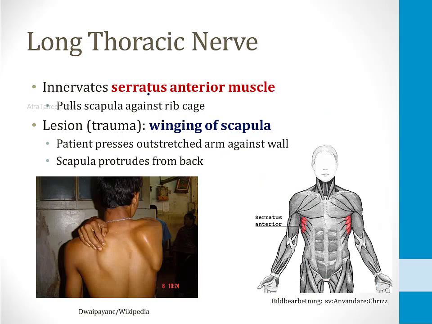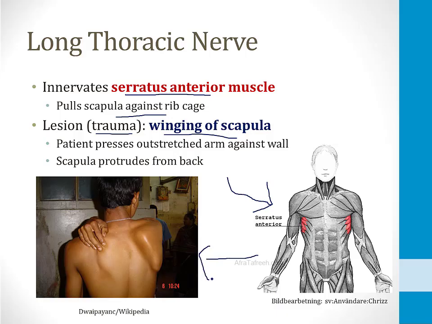The main thing to know about this nerve is that it innervates the serratus anterior muscle, which pulls the scapula against the rib cage. This is a picture of the serratus anterior shown in the bottom right side of the screen here. So if there's a lesion to this nerve, which sometimes happens from trauma, this will lead to winging of the scapula, where the scapula sticks out from the back. This is a picture of a winged scapula shown on the screen here.